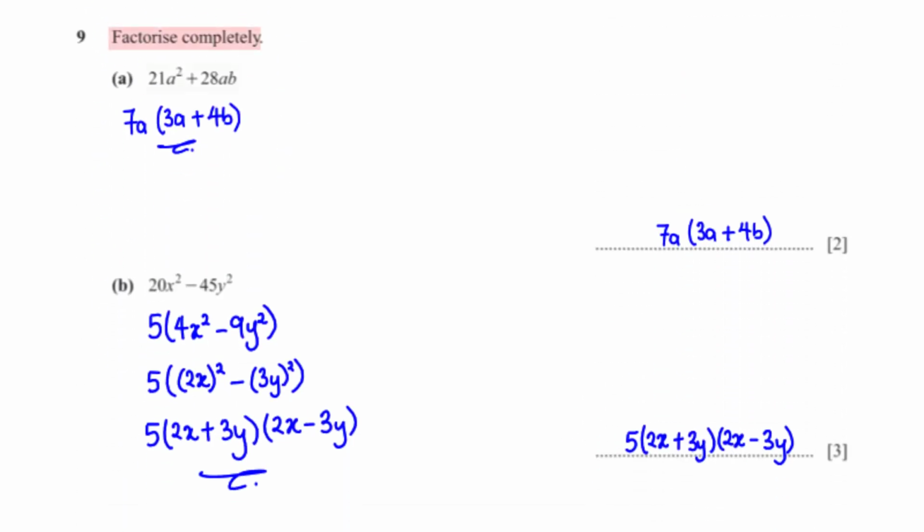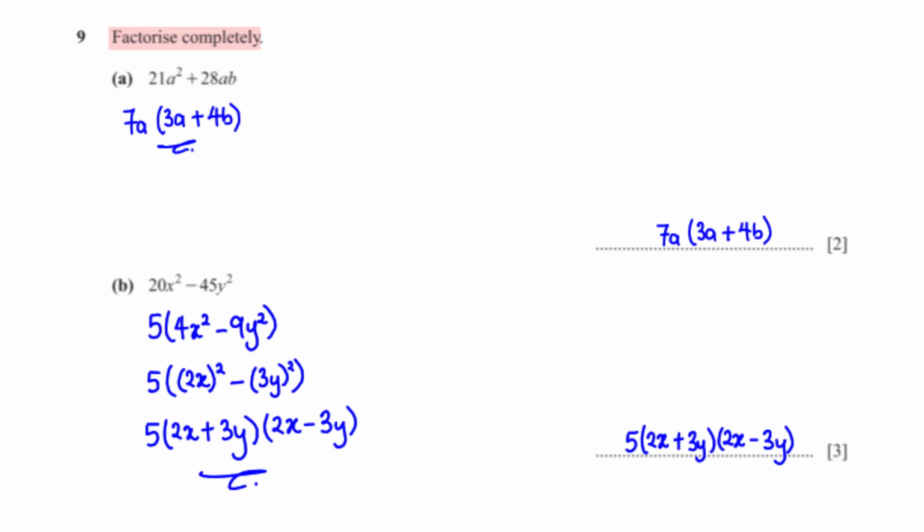Factorize completely 21a squared plus 28ab. So the common factor here is 7a, and when we factor that out, we are left with 3a plus 4b, and that will be our final answer.